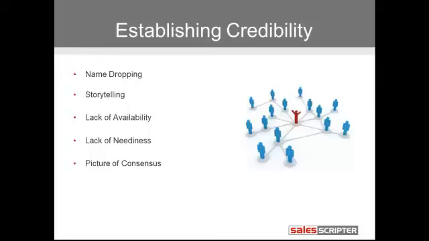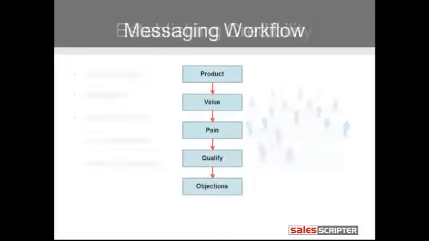Communicating that you're not completely available from either a scheduling or product standpoint communicates a high level of credibility. You're not needy. It's okay to want their business, but you don't necessarily need their business. Or painting a picture of consensus. Everybody's, we got a line out the door, people are buying these like hotcakes. Don't use those exact words, but painting a picture of that can create credibility as well.